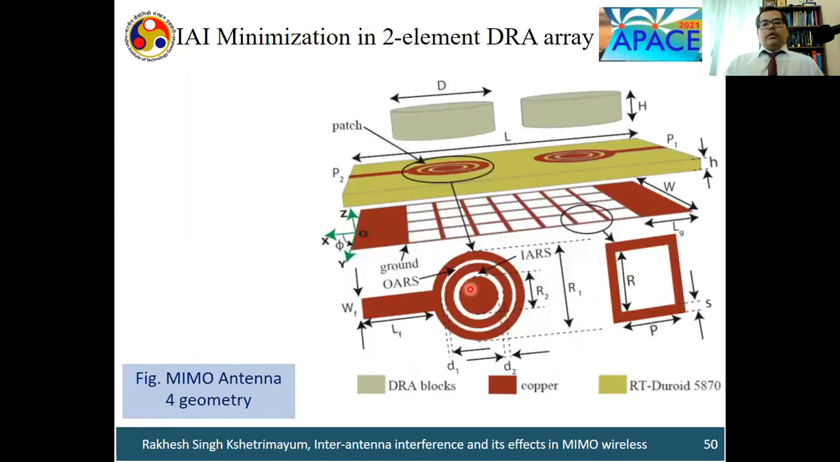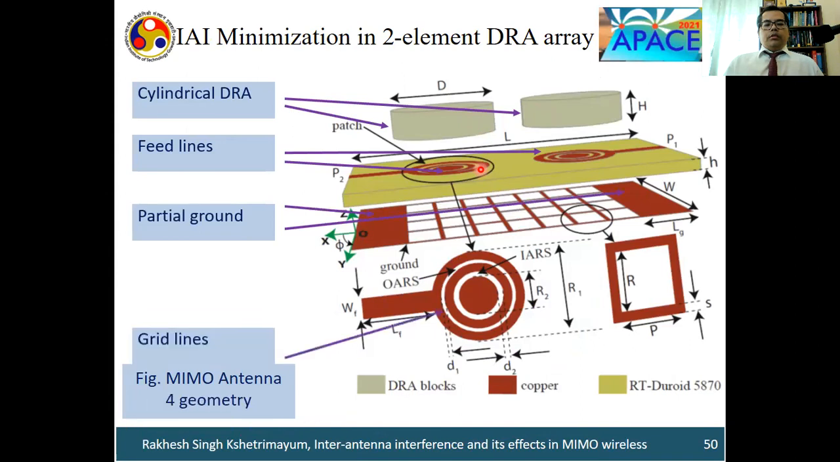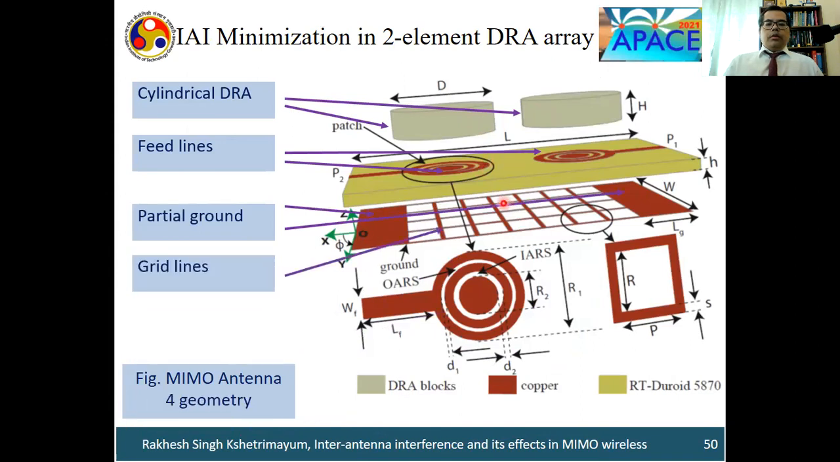And this is another antenna. This is a DRA, a dielectric resonator antenna, with a cylindrical dielectric resonator. Now these antennas are very closely spaced, so there will be a lot of interaction between them. These cylindrical DRAs are excited by these feed lines here, and you have a partial ground plane here. One important observation is that we have something called meta grid lines here. These meta grid lines are single-negative metamaterials which will block EM wave propagation. Because of that, you get very good mutual coupling reduction between these two antennas.